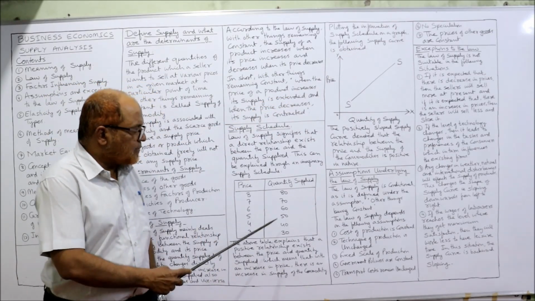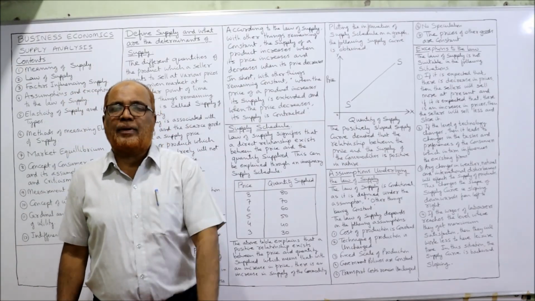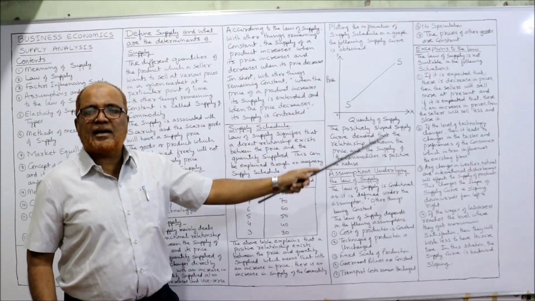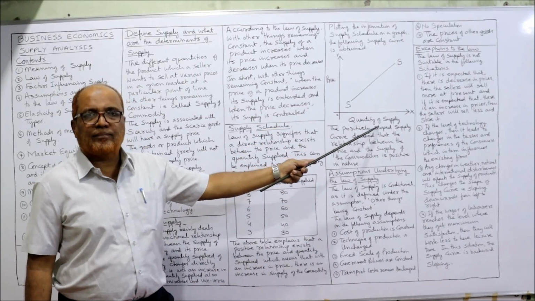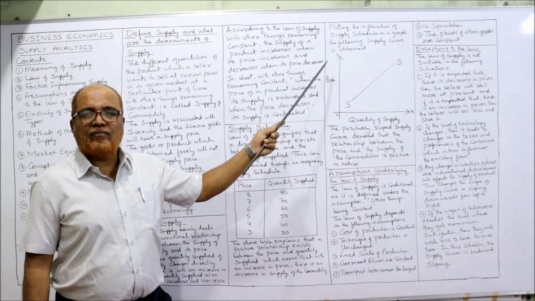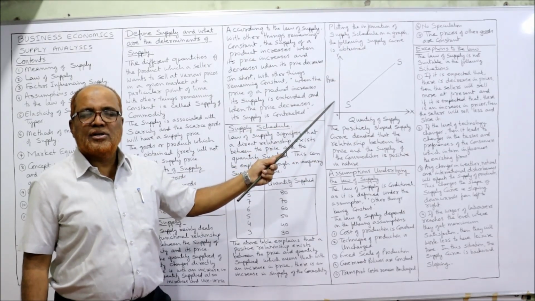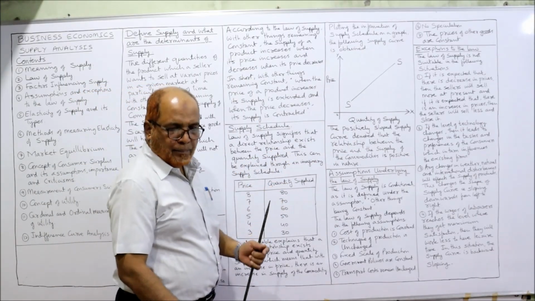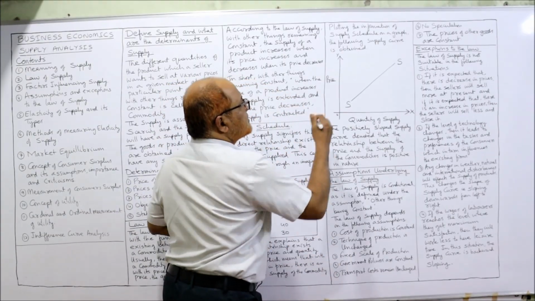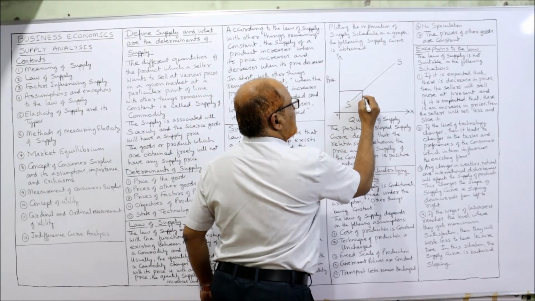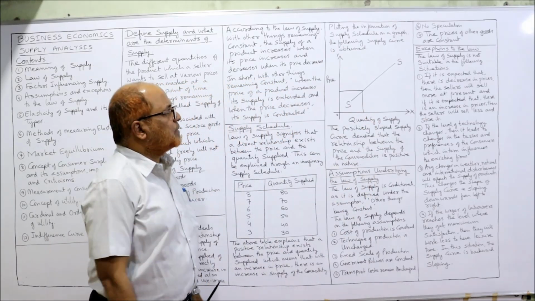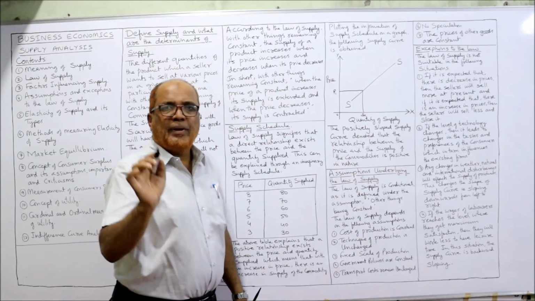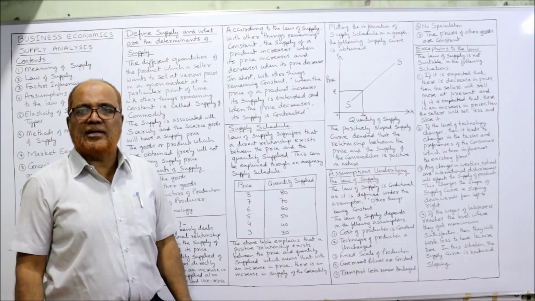If you plot this supply schedule on graph paper, we know on graph paper we have two axes, x-axis and y-axis. On the x-axis we have taken quantity of supply. On the y-axis we have taken the price. So as the price increases, the supply will also increase. When the price is here, the supply will be this much. Let it be P1, then S1. For P1 price, S1 is the quantity.